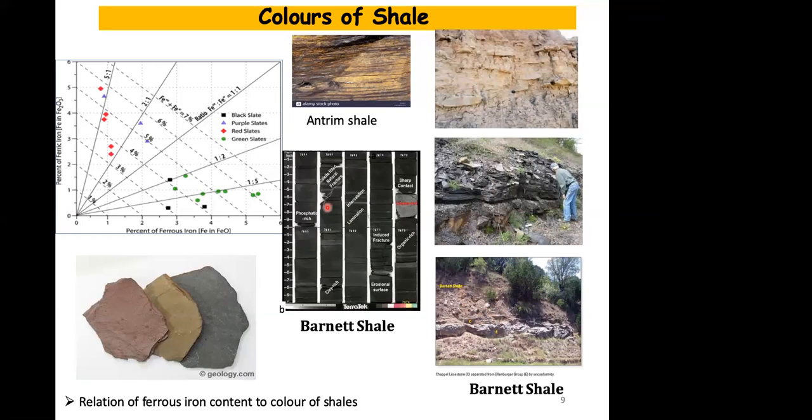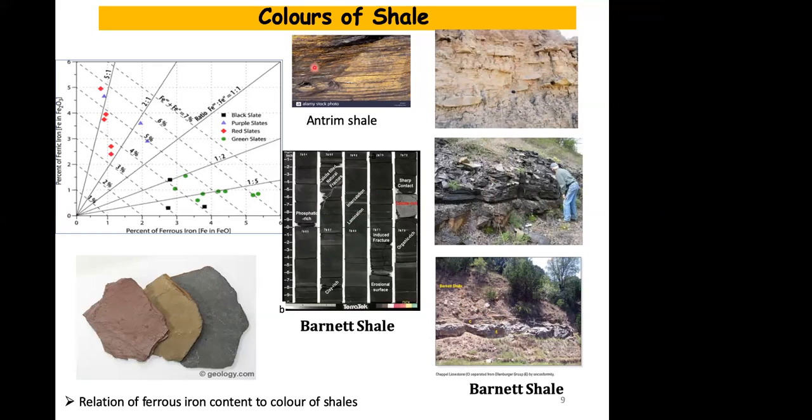And this Barnett shale is a subsurface core sample, so it is very dark in color. This is black color. This color indicates the presence of a high amount of organic matter. And actually these are some outcrop samples, outcrop sections, so there may be some weathering effect also, which may alter the color.